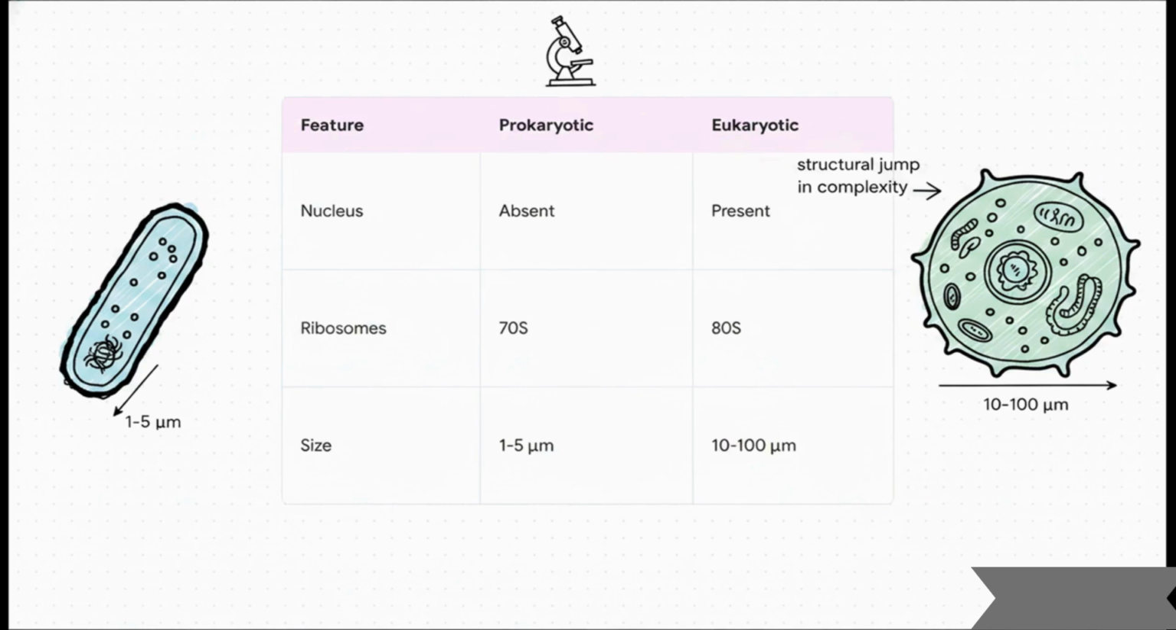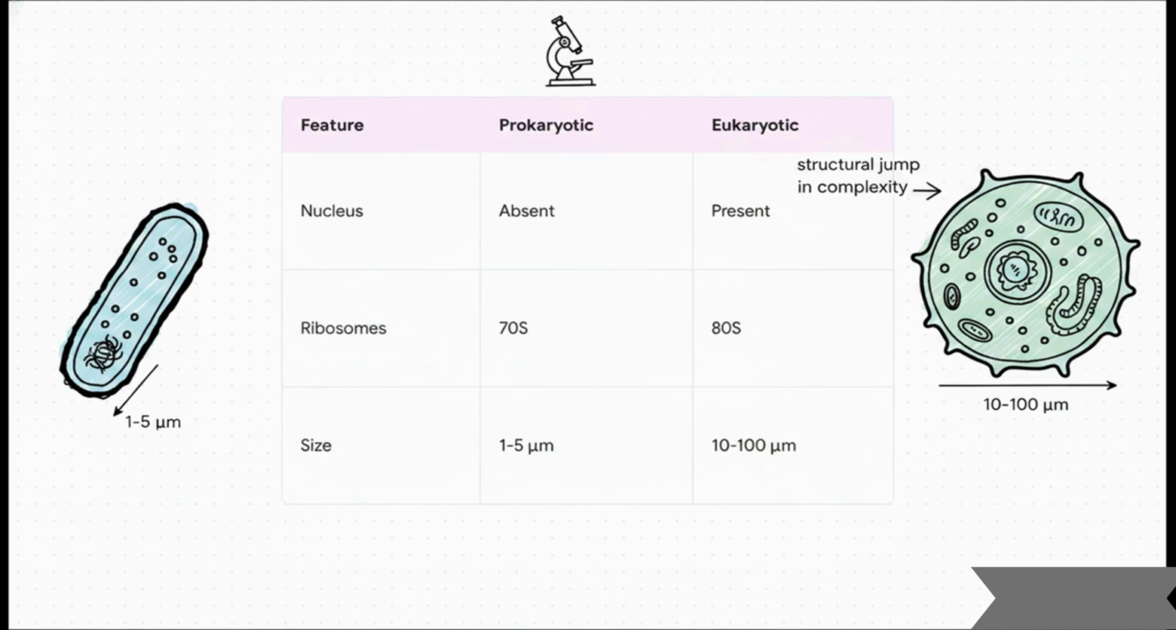Contrast that with the highly developed eukaryotic plant or animal cell. It has a membrane-bound nucleus acting as the head office. It measures anywhere from 10 to 100 micrometers and features larger 80S ribosomes. And a quick expert side note on those ribosomes, that S stands for Svedberg units.